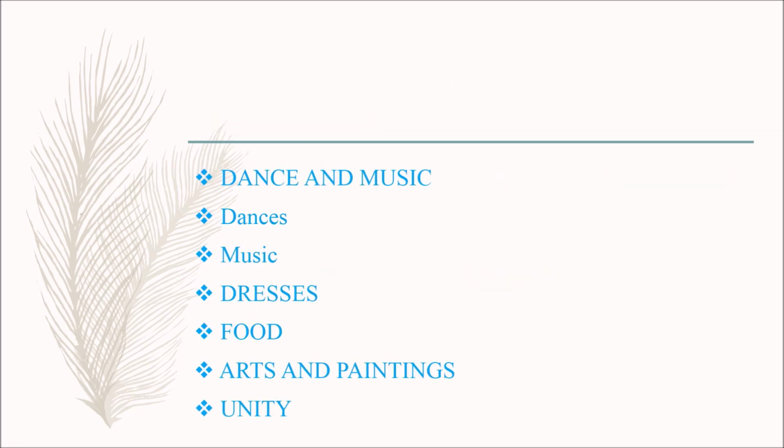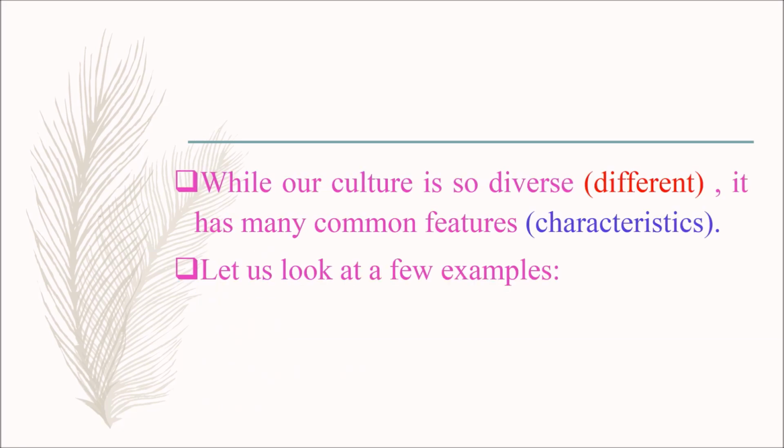We have already seen about dance and music. Under this, dances, music, then dresses, food, arts and paintings, then unity. While our culture is so diverse, which means different, it has many common features. Here, features means characteristics. Let us look at a few examples.